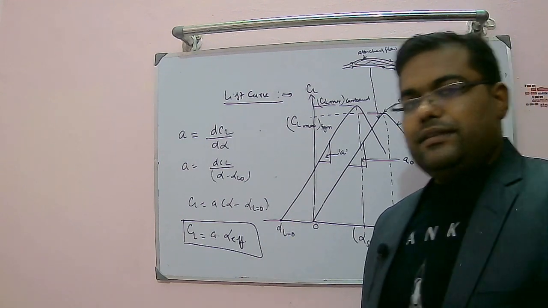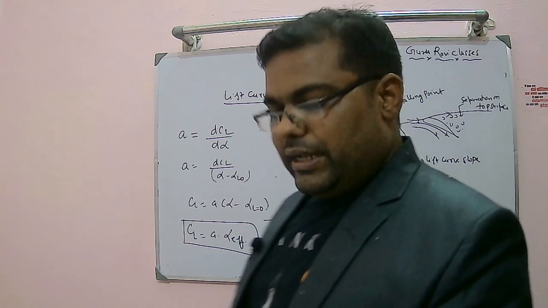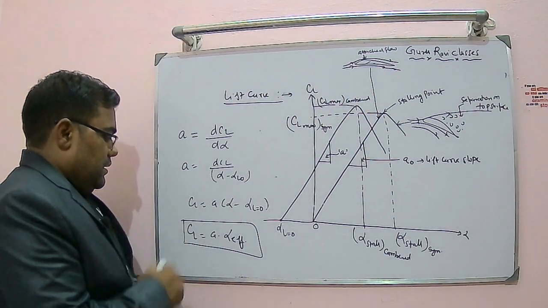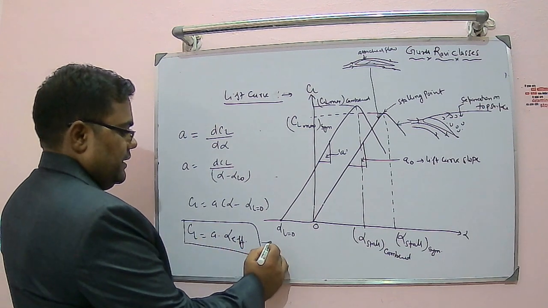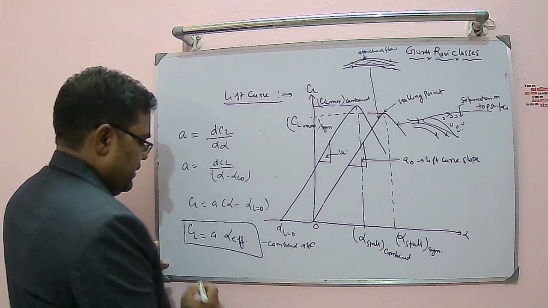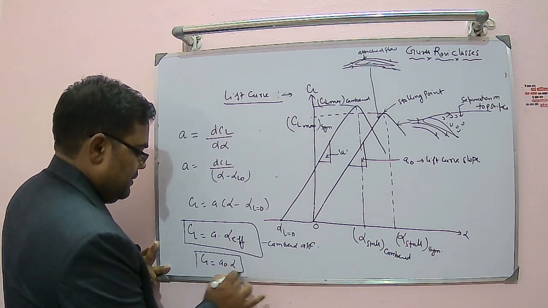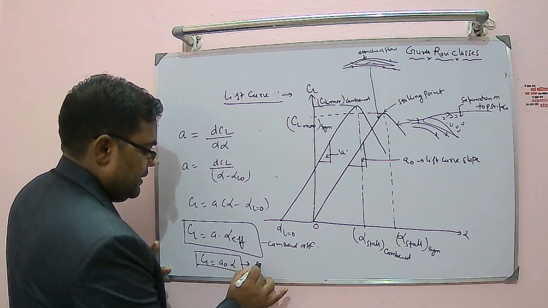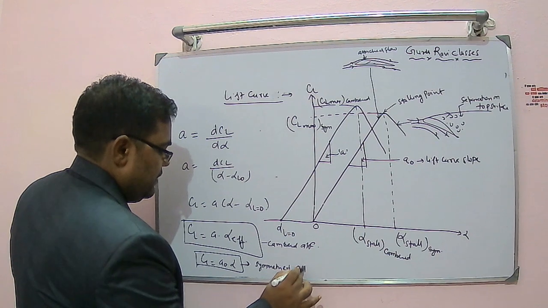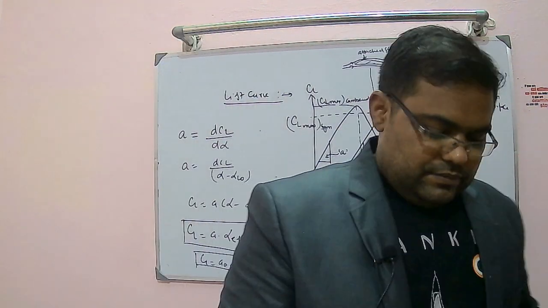Alpha L naught is fixed. Alpha is variable, that depends on what angle of attack you are flying at. This is in the case of a cambered airfoil. And CL is equal to A naught into alpha. This is a very simple thing. This is for the symmetrical airfoil.